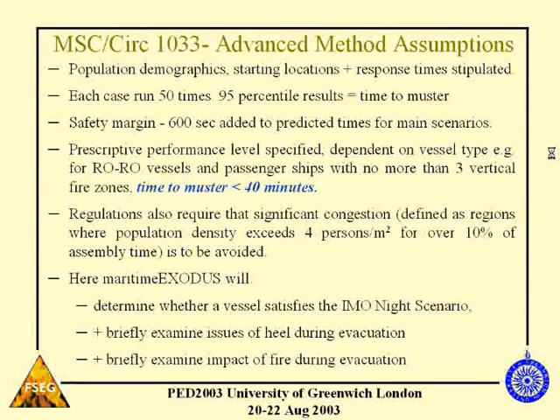Let's look at the advanced method in a little bit more detail. Population starting locations are stipulated. It's required to do 50 runs of each simulation, and it's a 95 percentile value that is of interest. Performance levels are specified. For example, for a free-zone ship, mustering time should be less than 40 minutes. Also, a safety margin of 600 seconds should be added to account for any problems such as fire, smoke, flooding, etc. Also, the regulations say the maximum congestion should be less than 10% of the complete time of evacuation.